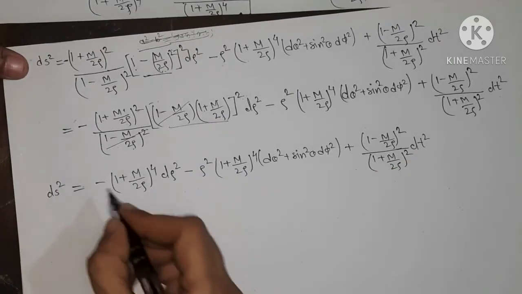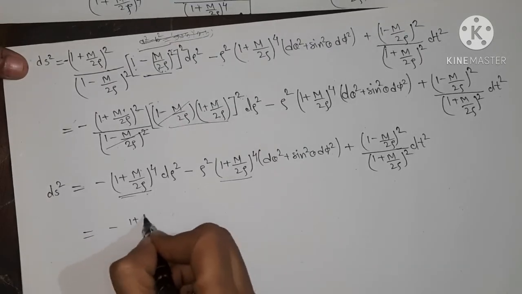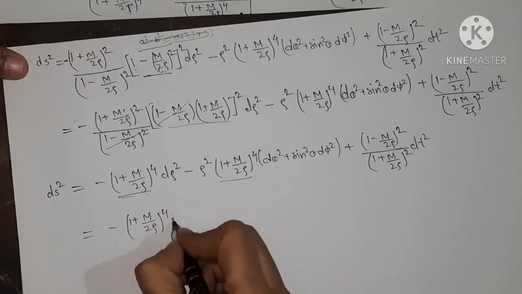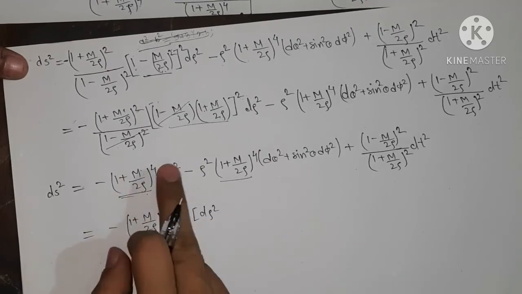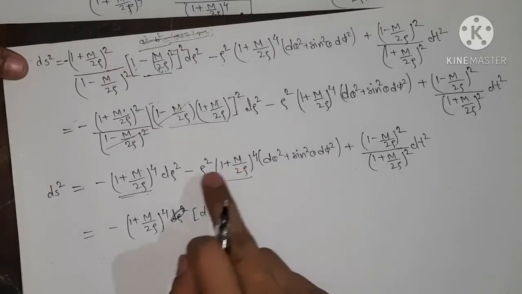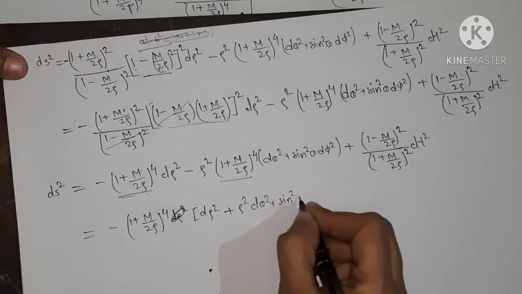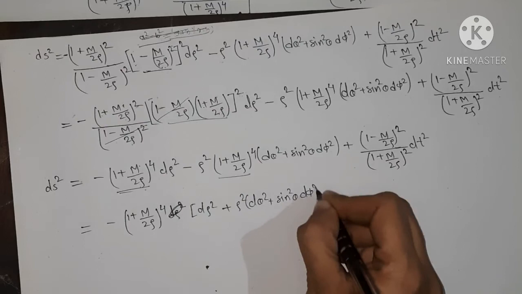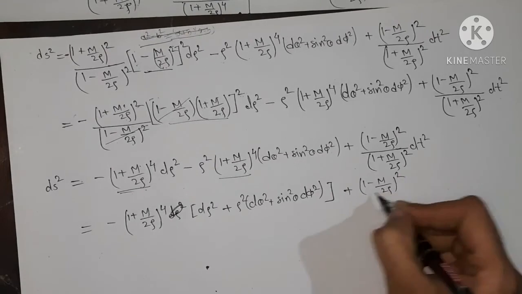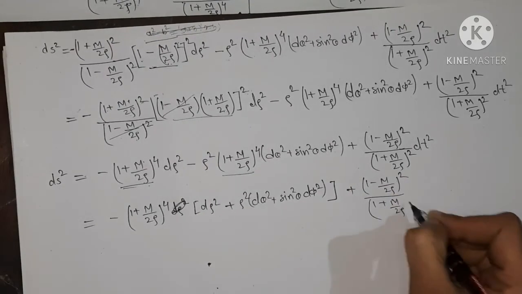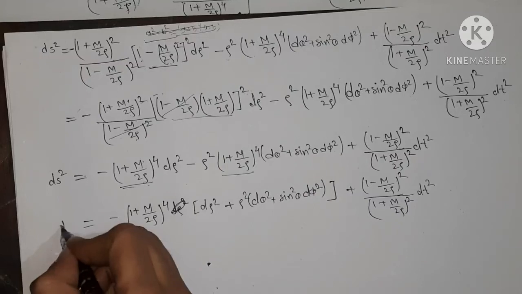Now we can take the common (1 + m/2ρ)⁴ from this term, so it equals minus (1 + m/2ρ)⁴ times the bracket of dρ², as here taking common, here remains dρ² and remaining ρ² and this bracket term, so plus ρ² dθ² plus sin²θ dφ², bracket complete, plus (1 − m/2ρ)² upon (1 + m/2ρ)² dt². So we get the required form.